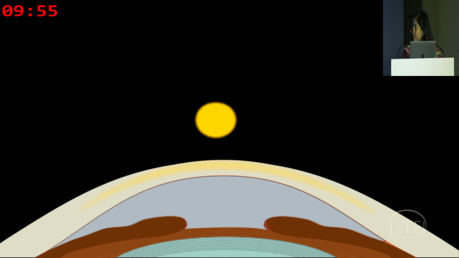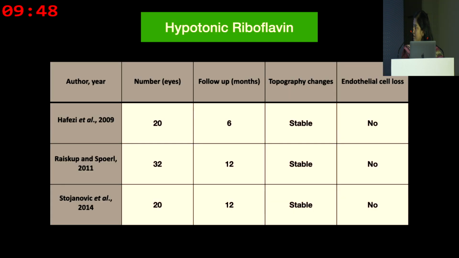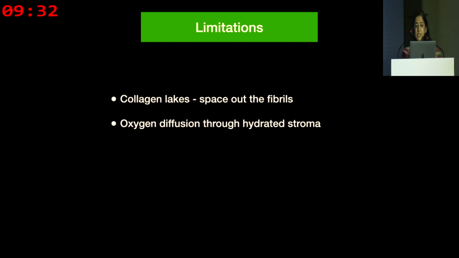So this is how hypotonic riboflavin is done. The cornea is first soaked with drops of hypoosmolar riboflavin to increase the corneal thickness intraoperatively, and then UV light is given. There are different studies which have shown that using hypoosmolar riboflavin, the topography changes did remain stable up to 1 year, and none of the studies yet have reported any endothelial cell loss. But the limitations are that with the physiological swelling intraoperatively, there are riboflavin lakes in between the collagen which are spaced out. So the fibrils are actually spaced out and less cross-linking is expected.